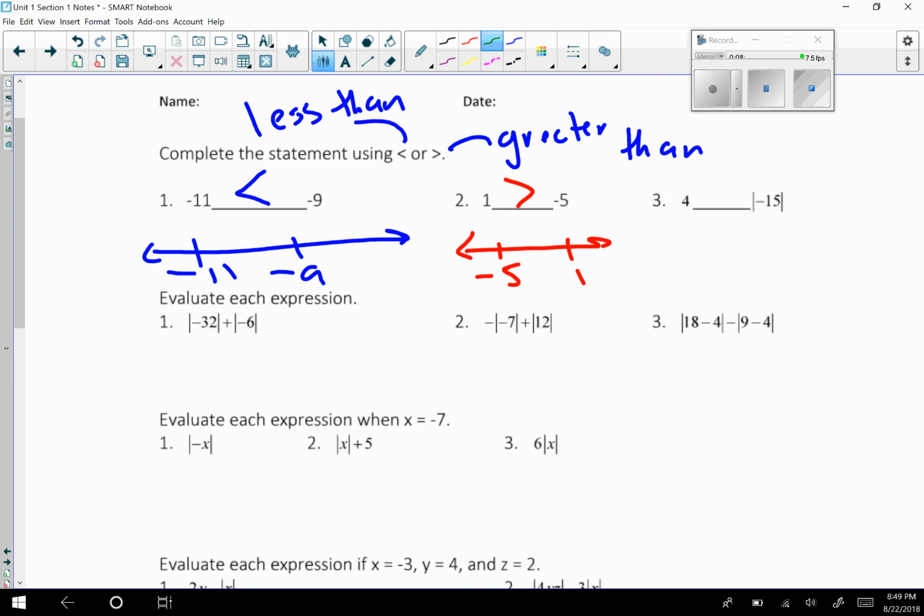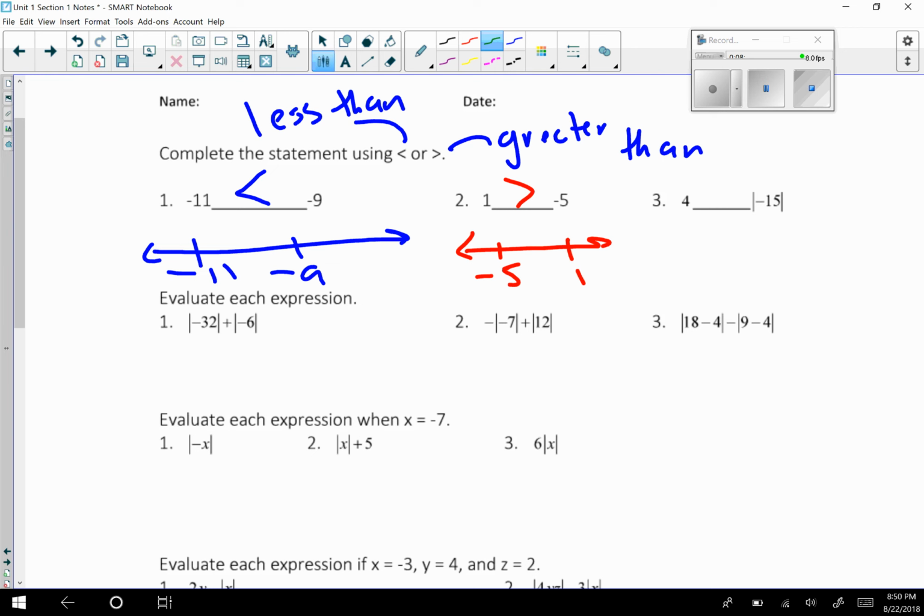All right, moving on to the next part, we're going to evaluate expressions. One thing that I want to let you know, and we'll remind you of this throughout pre-algebra, is that we evaluate expressions. An expression does not have an equal sign. An equation does have an equal sign.